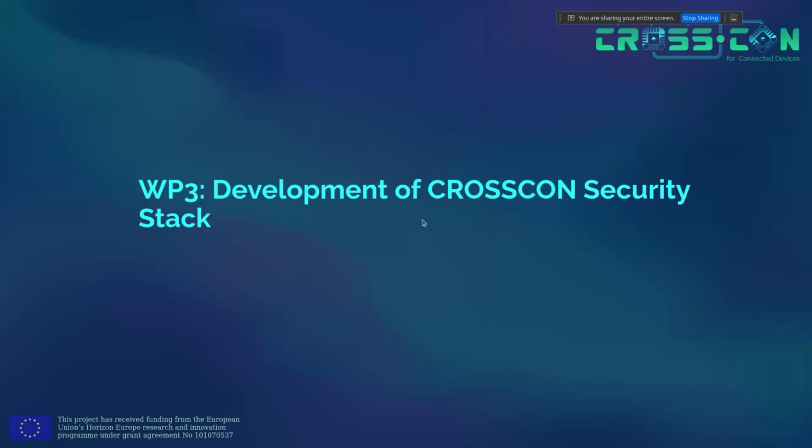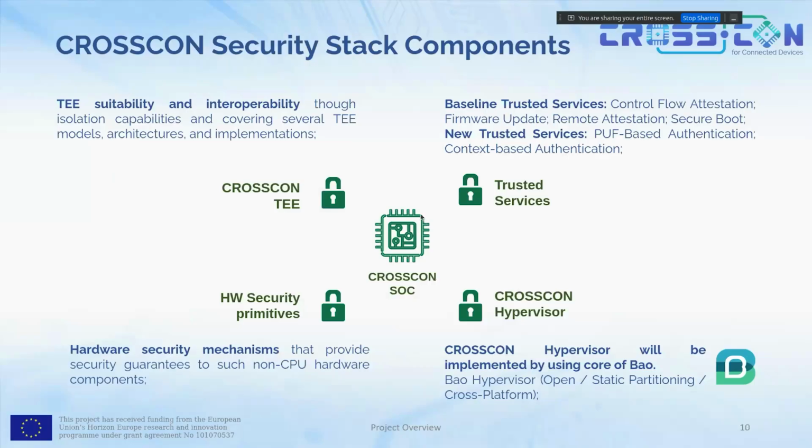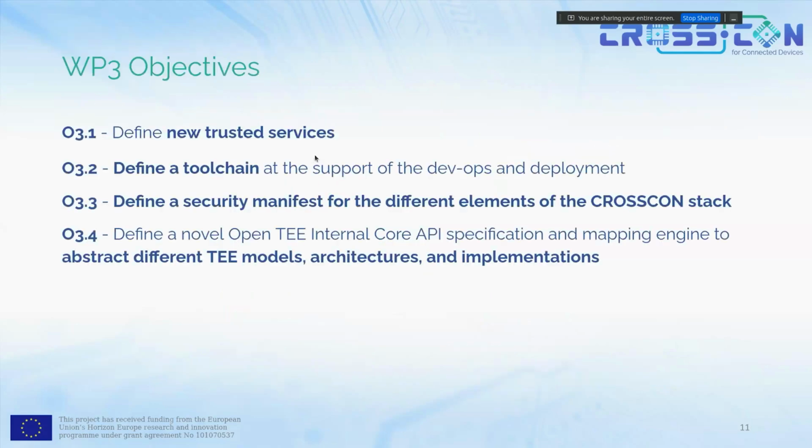So, development of the CrossCon security stack. The CrossCon security stack is composed of 4 components. The first is the CrossCon TE, which aims to cover TE suitability and interoperability challenges by covering several TE models, architectures, and implementations. The second is the trusted services, where CrossCon will consider the baseline ones and new trusted services, the new ones being proof-based authentication and context-based authentication. The third component is the hardware security primitives. And the last one is the CrossCon hypervisor, which has as its core the Bao hypervisor.